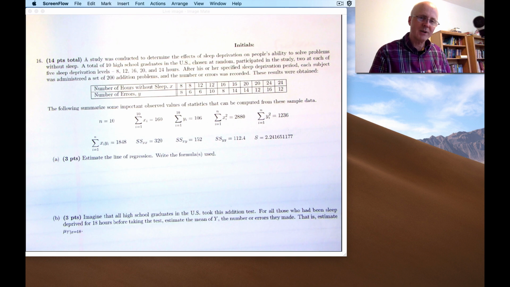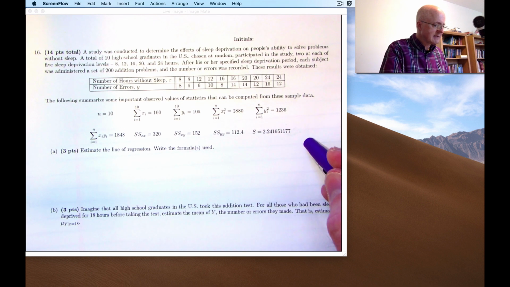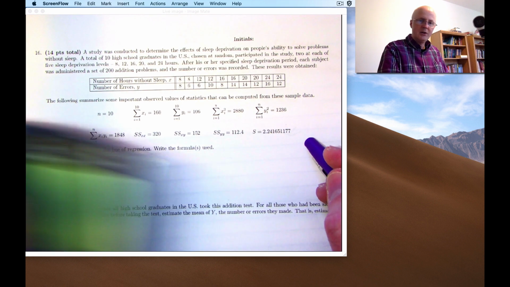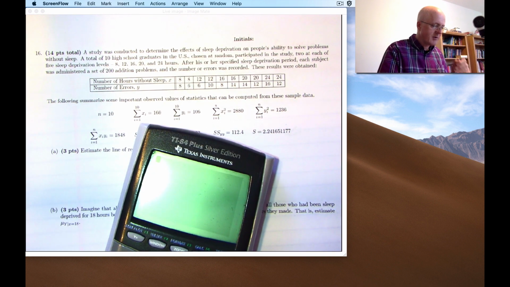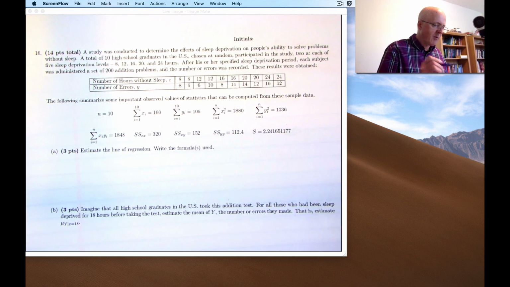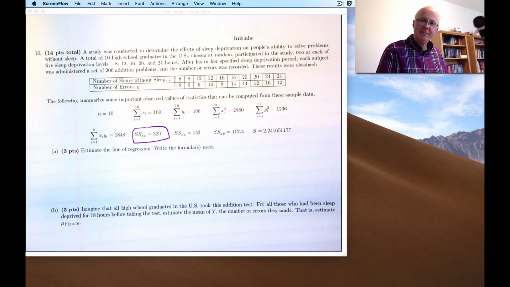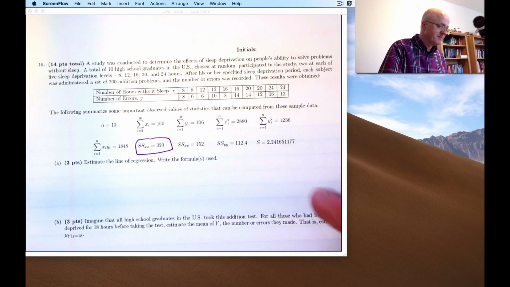But can we be more precise in making estimates about the population based on these data? I got some summary statistics. And with a calculator, you could plug these numbers into your stats mode and calculate these statistics. Before I do the problem, I would like to emphasize how SSXX could be calculated from the other numbers.